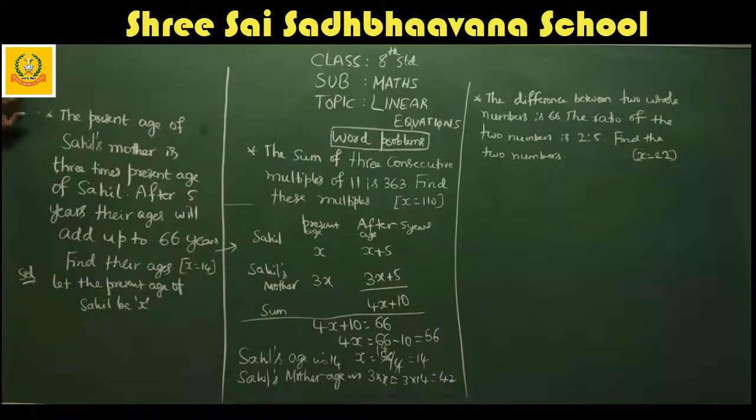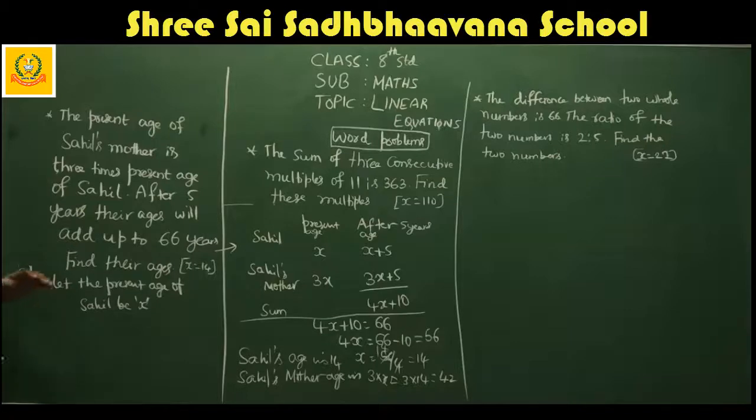I'll just explain once again. First, read the sum carefully. That is a very important thing you have to do. First, you have to read the sum properly. The present age of Sahil's mother is 3 times the present age of Sahil. That is one thing. And after 5 years, their ages will add up to 66 years. Then find their ages.